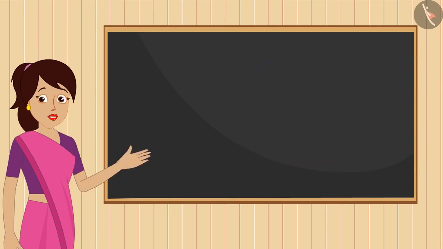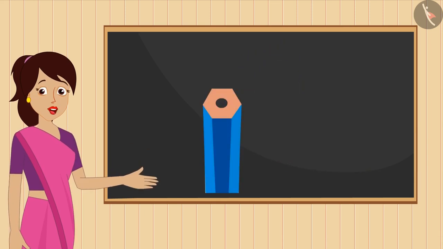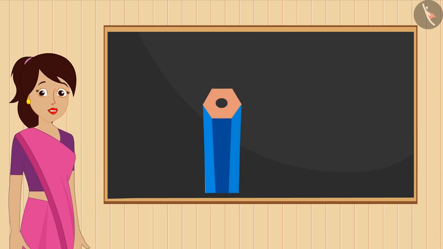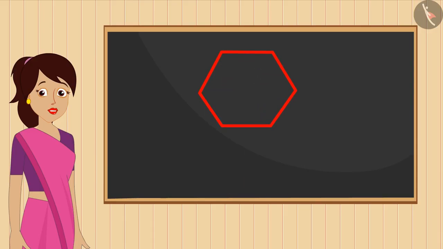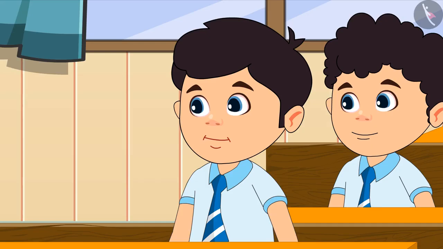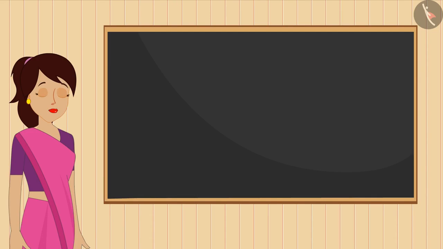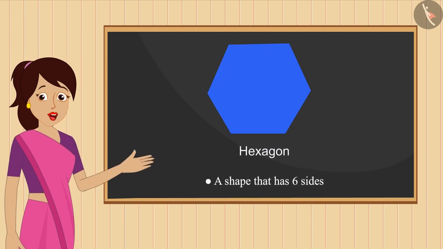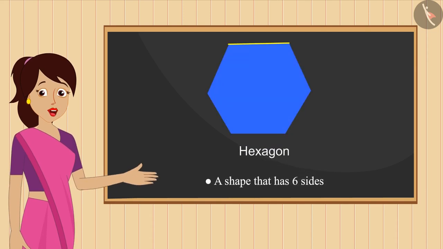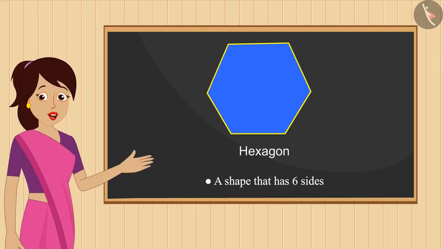So it's a circle. Now tell me, what is the shape of the upper surface of this pencil? If we paint this upper surface and trace it on a paper, then which shape shall we get? Teacher, we will get the shape of a hexagon. Absolutely right. A hexagon has 6 sides that are joined this way.